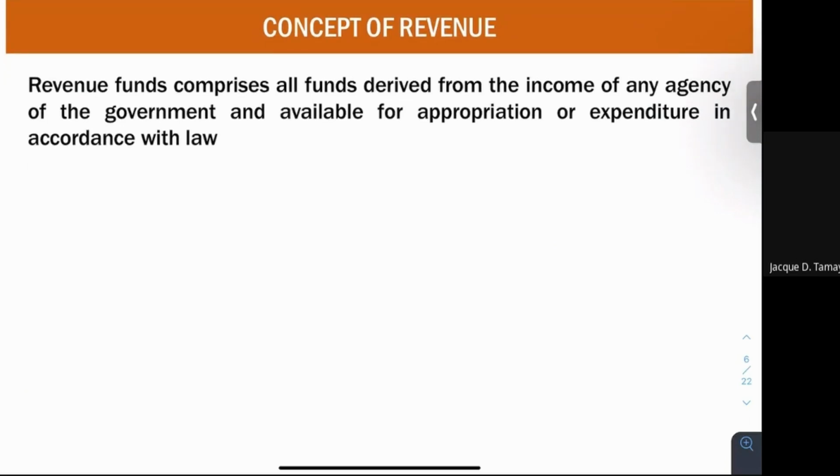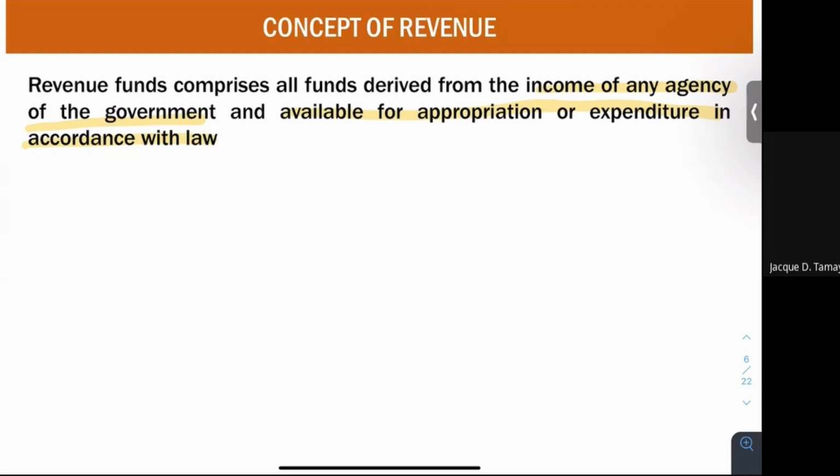So what is revenue? Revenue is defined as funds comprising the income of any agency of the government and available for appropriation or expenditure in accordance with law. So when we talk about appropriation or expenditure, when we say appropriation, that is the general fund, right? Because you can only make use of it upon appropriation to you. While expenditure is for your funds with authority to use, or your special fund.